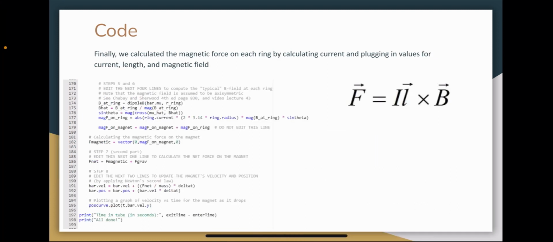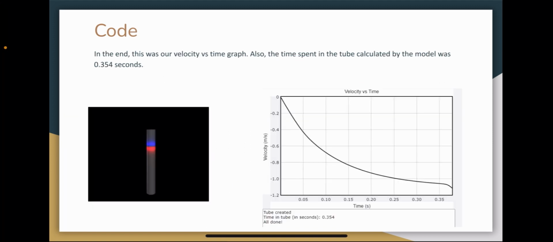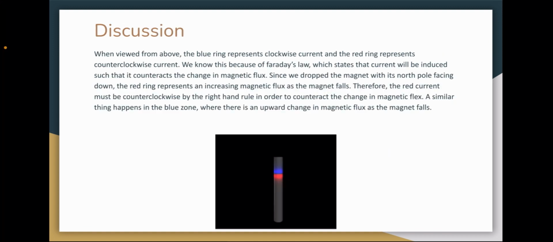Finally, we calculated the magnetic force on each ring by calculating current and plugging in values for current, length, and magnetic field. In the end, this was our velocity versus time graph. Also, the time spent in the tube calculated by the model was 0.354 seconds.